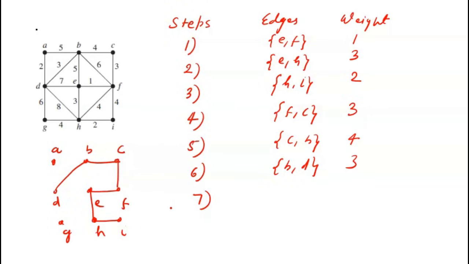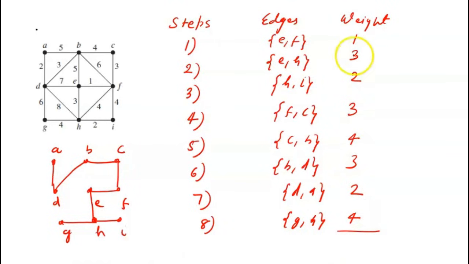In step number 7, I am going to select DA, because its weight is 2, so I selected DA, its weight is 2. And in step number 8, I have to select GH, because its weight is 4, so I selected GH, whose weight is equal to 4. Okay. So what is the total weight? Let us count it. 4 plus 2 is 6, 6 plus 3 is 9, plus 4 is 13, plus 3 is 16, plus 2 is 18 and plus 4 is 22. So 22 is the minimum weight of this spanning tree, and it has 8 edges. You can see 1 2 3 4 5 6 7 8.